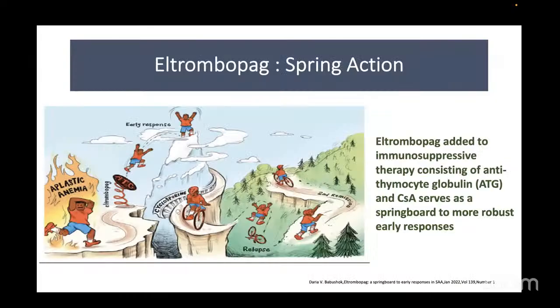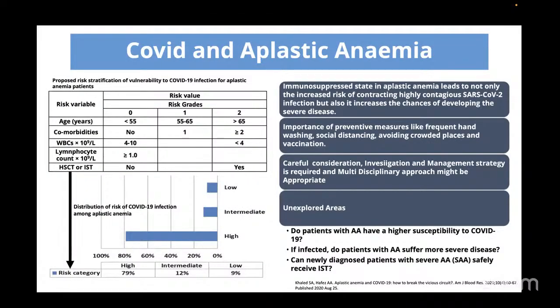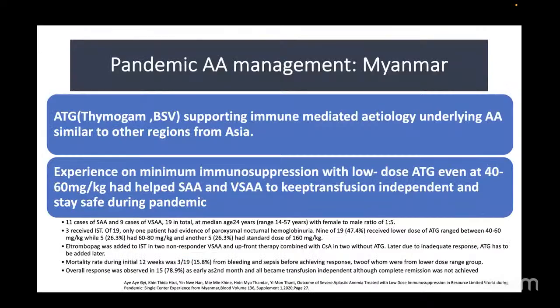So we must. This is something that we can borrow from the French. So the spring effect: eltrombopag added to immunosuppressive therapy consisting of ATG and CSA serves as a springboard and leads to a faster and earlier recovery of the hematologic parameters. I don't think we have to discuss COVID and aplastic anemia currently. This must be an older slide.